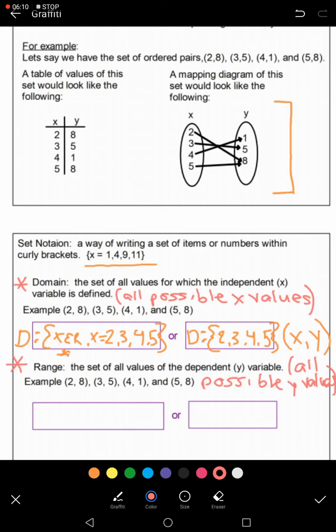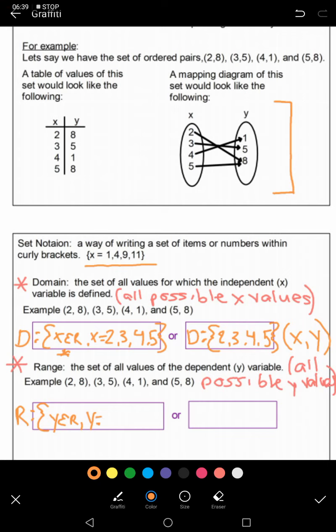All possible y values. Okay, the notation is essentially the exact same, except now we're talking about range. So we're going to put R colon, sorry, I keep trying to call them semicolons. R colon, this time we're going to write y, that little ∈ symbol, R. So y is in the real numbers is essentially what that means. And then we're simply just going to list our y values.